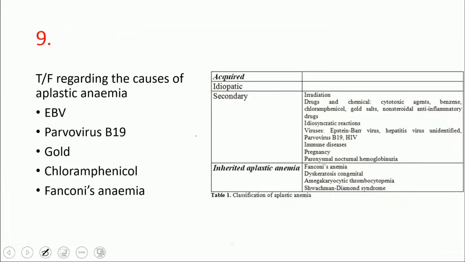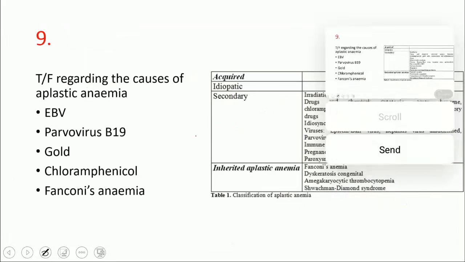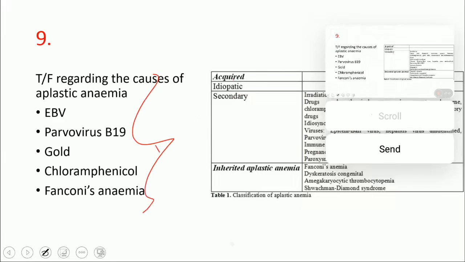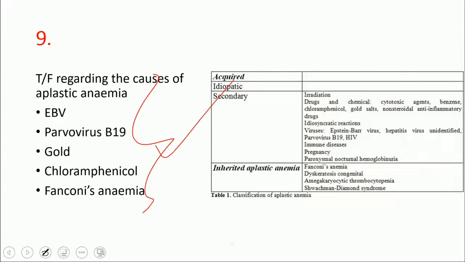Aplastic anemia causes, right? And I've given you a table of causes there. For secondary causes, chloramphenicol and gold are famous, right? Right. Now let's move on next to hematological malignancies. Right? Hematological malignancies.